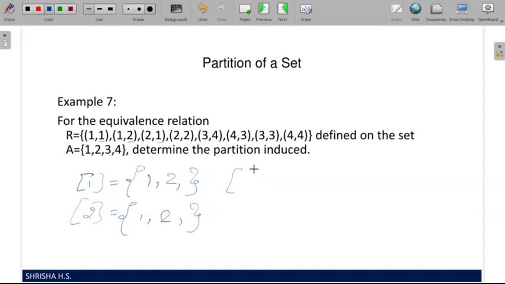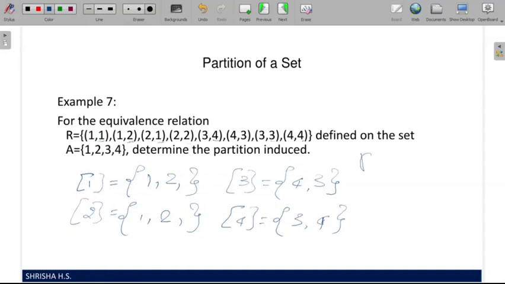Okay, so let's take 3. For the second place 3, what is the first place? 4. For the second place 3, what is the first place? 3. For the second place 4, the first place is 3. For the second place 4, the first place is 4. So we can observe here.